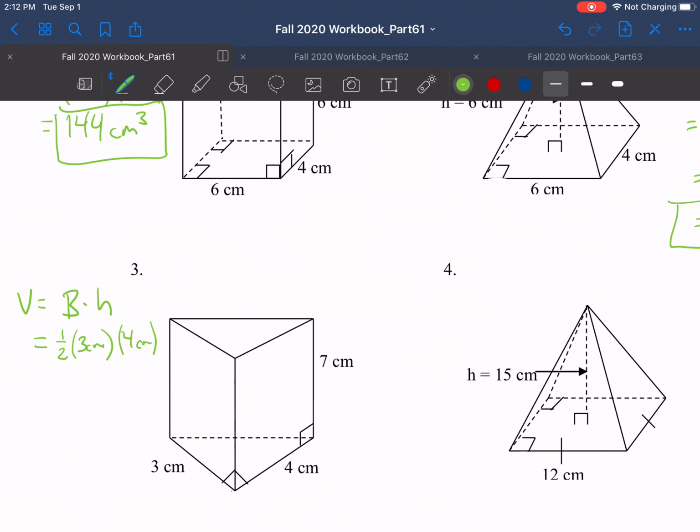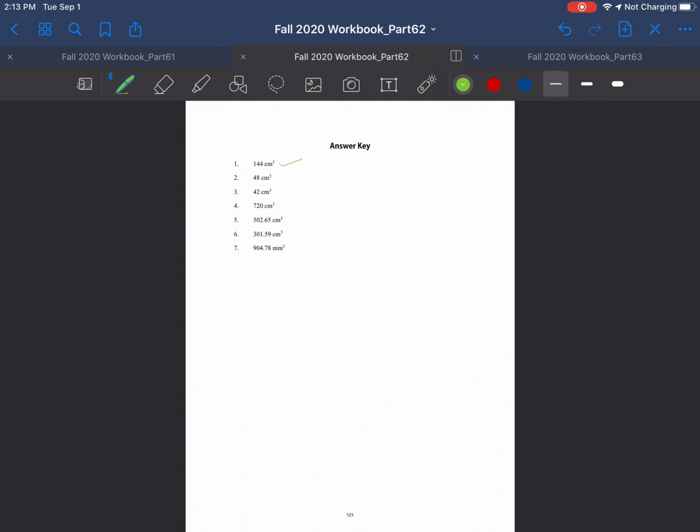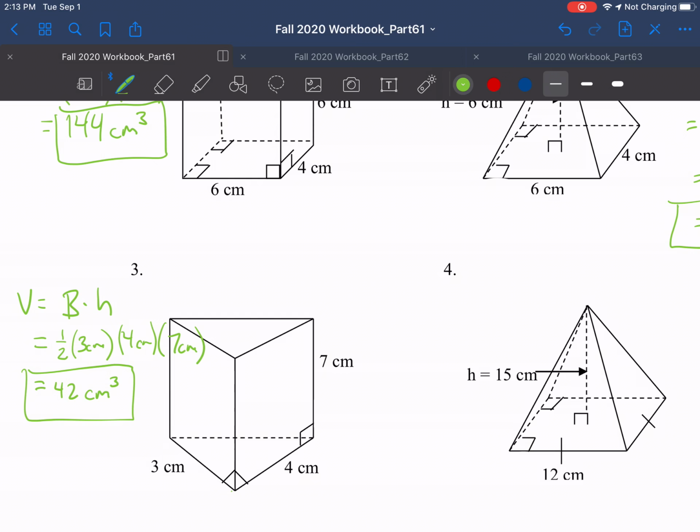And I really got to be careful. I keep going on top of this. Times our height of 7 centimeters. I keep going on top of the pictures there. But what we get is 3 times 4, which is 12. And then 12 times 7 is 84. And then we can divide that by 2 and get 42. And then centimeters times centimeters times centimeters is our centimeters cubed. So we get 42 centimeters cubed there. If we check for number 3 there, 42 cubic centimeters. That's good. That's what we were looking for.